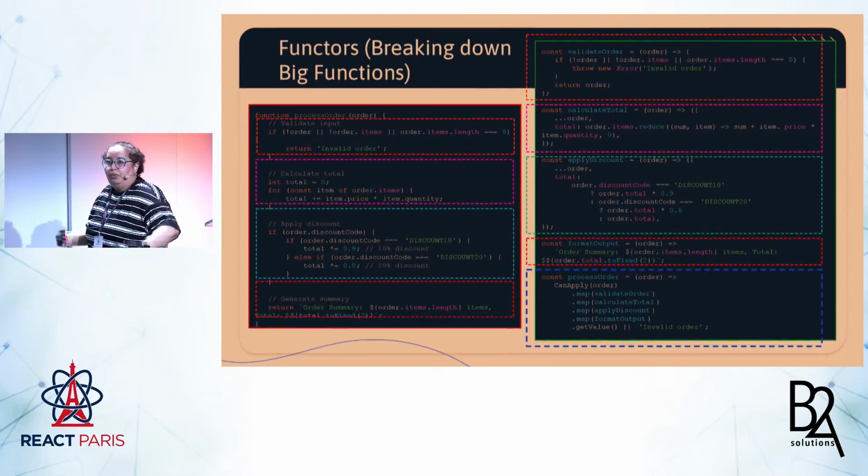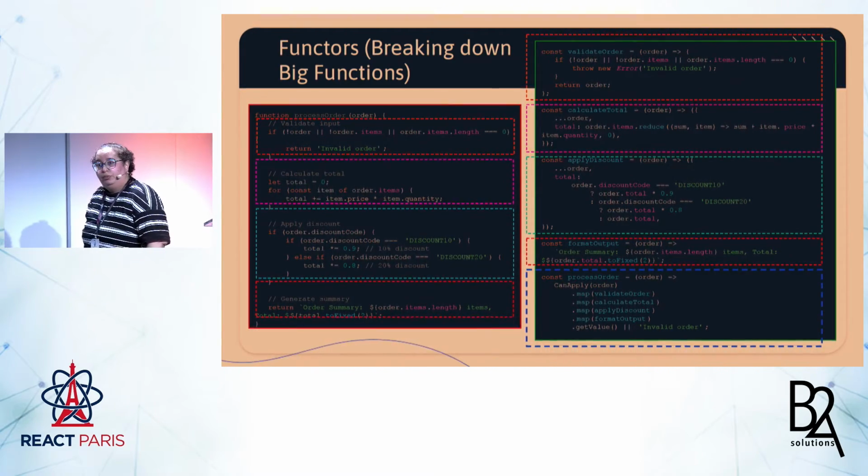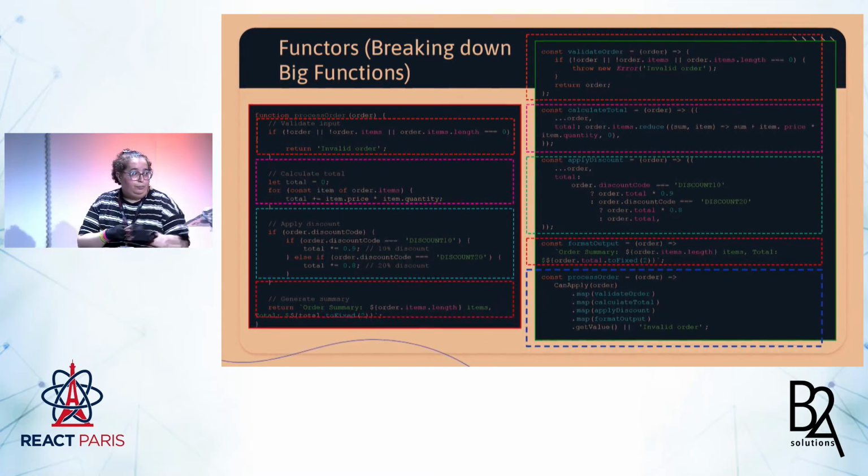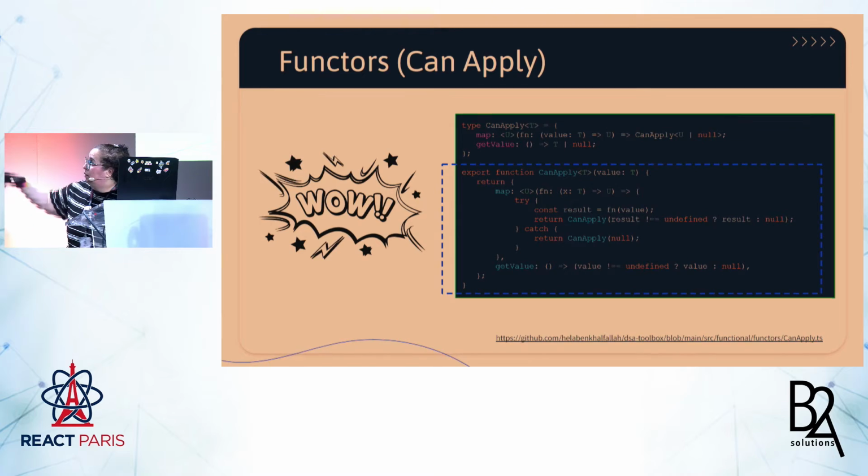And if, for example, we want to reuse the format output, since we don't create small parts, we will each time repeat the code. This is the good impact of using composition. So the CanApply is a reusable structure. We can implement it like this.